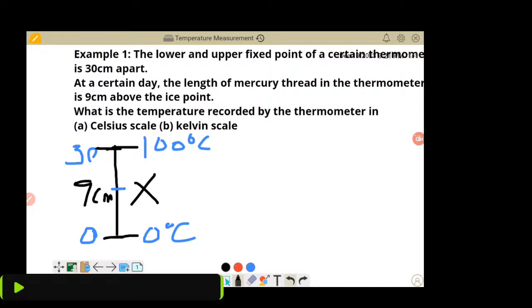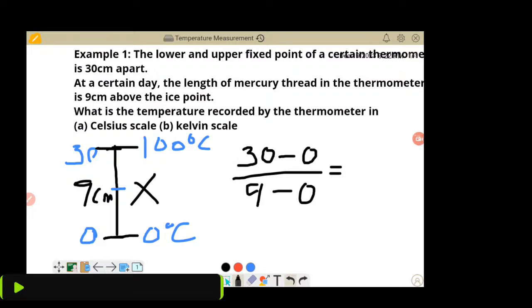So we can have, let's say on the centimeter side, the highest value, which is in line with our upper fixed point, minus the lowest value, which is in line with the lower fixed point, divided by the reference point, which is 9 centimeter minus the lower fixed point. So let's do the same thing to the degree Celsius side of the thermometer.